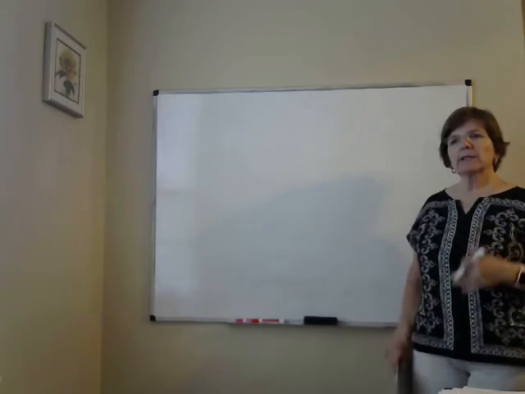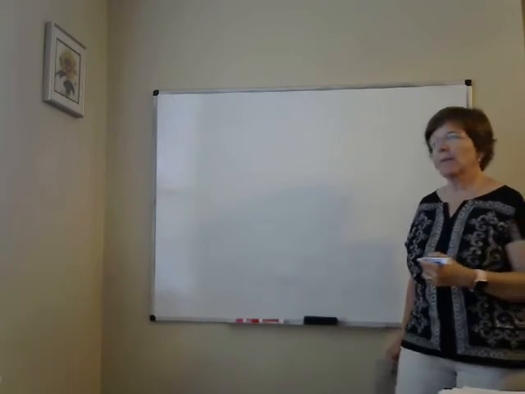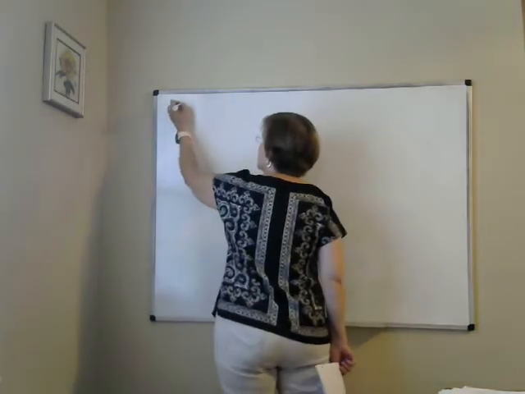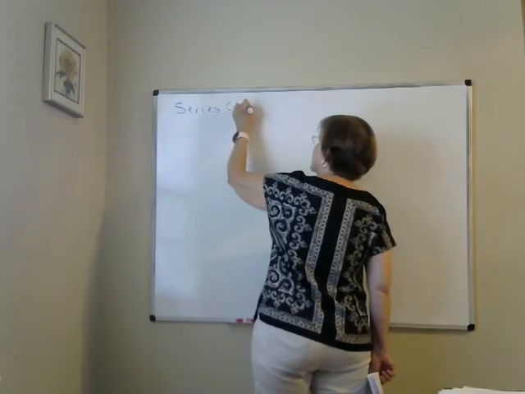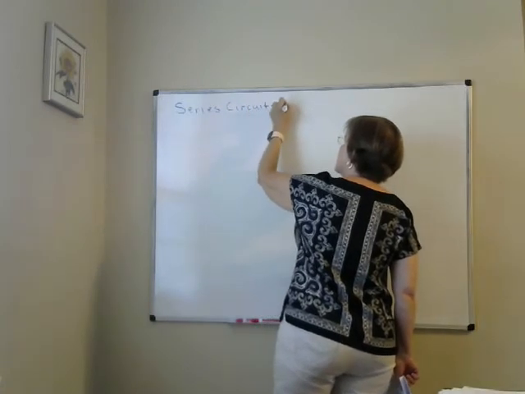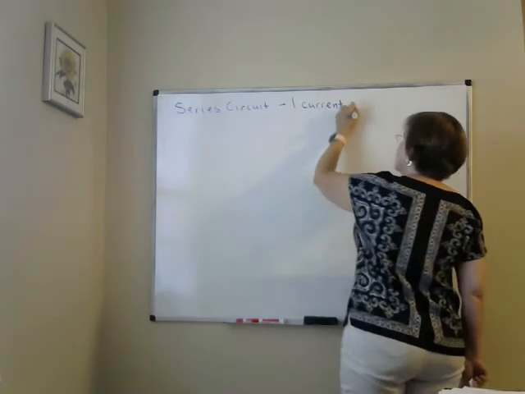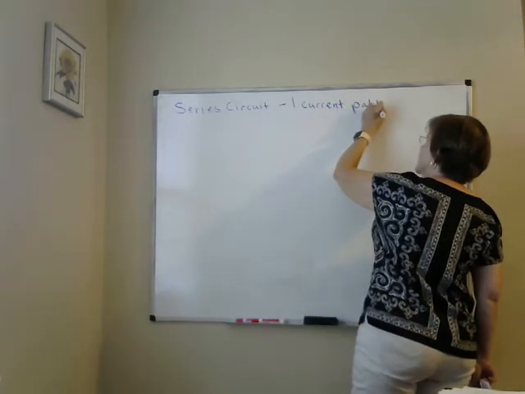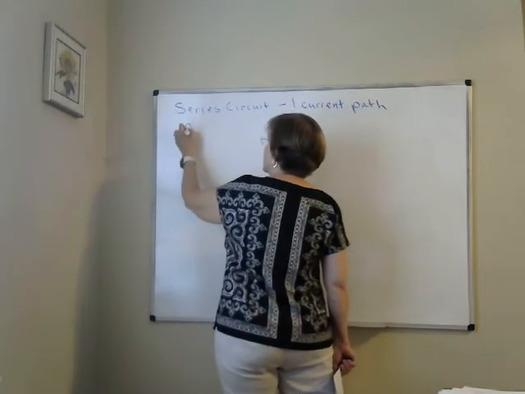We want to look at two types of circuits that are the most common. One is a series. In a series circuit, there's only one current path. Because there's only one current path, the current is the same everywhere.